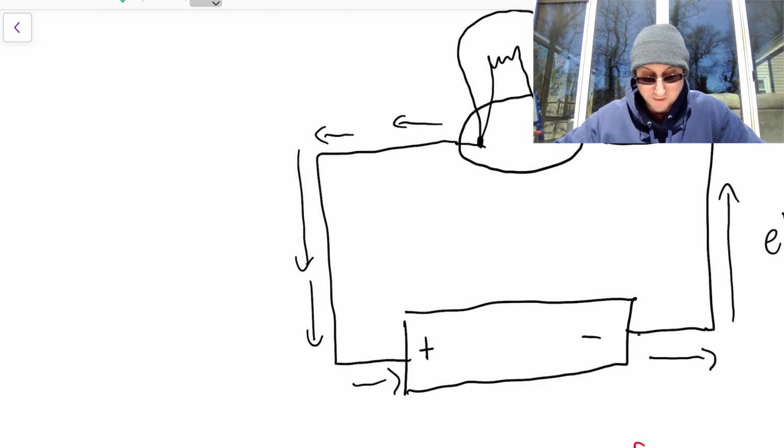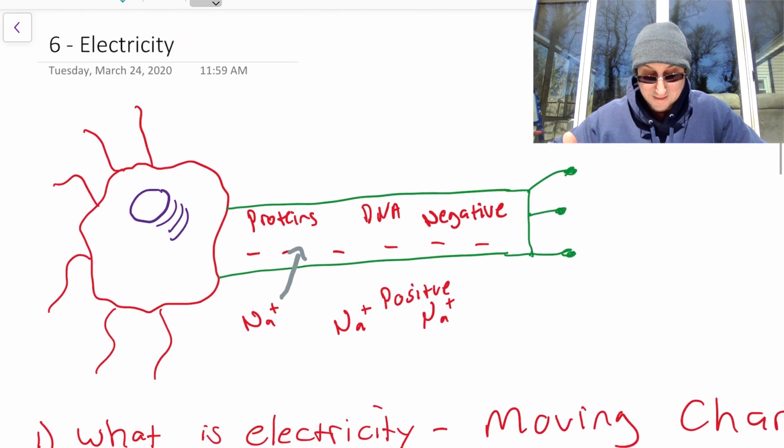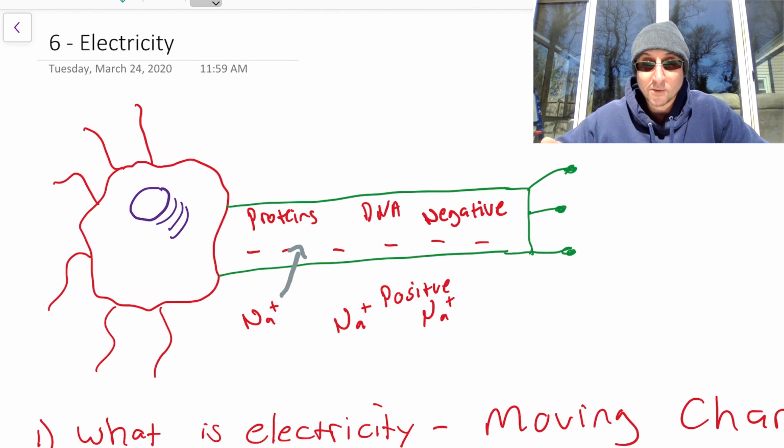So I hope that was pretty clear. What I wanted to cover today in this lesson was that inside of your neuron is negative, outside is positive, and in order to get electricity or a stimulus to cause an impulse, we have to get that positive charge into it.